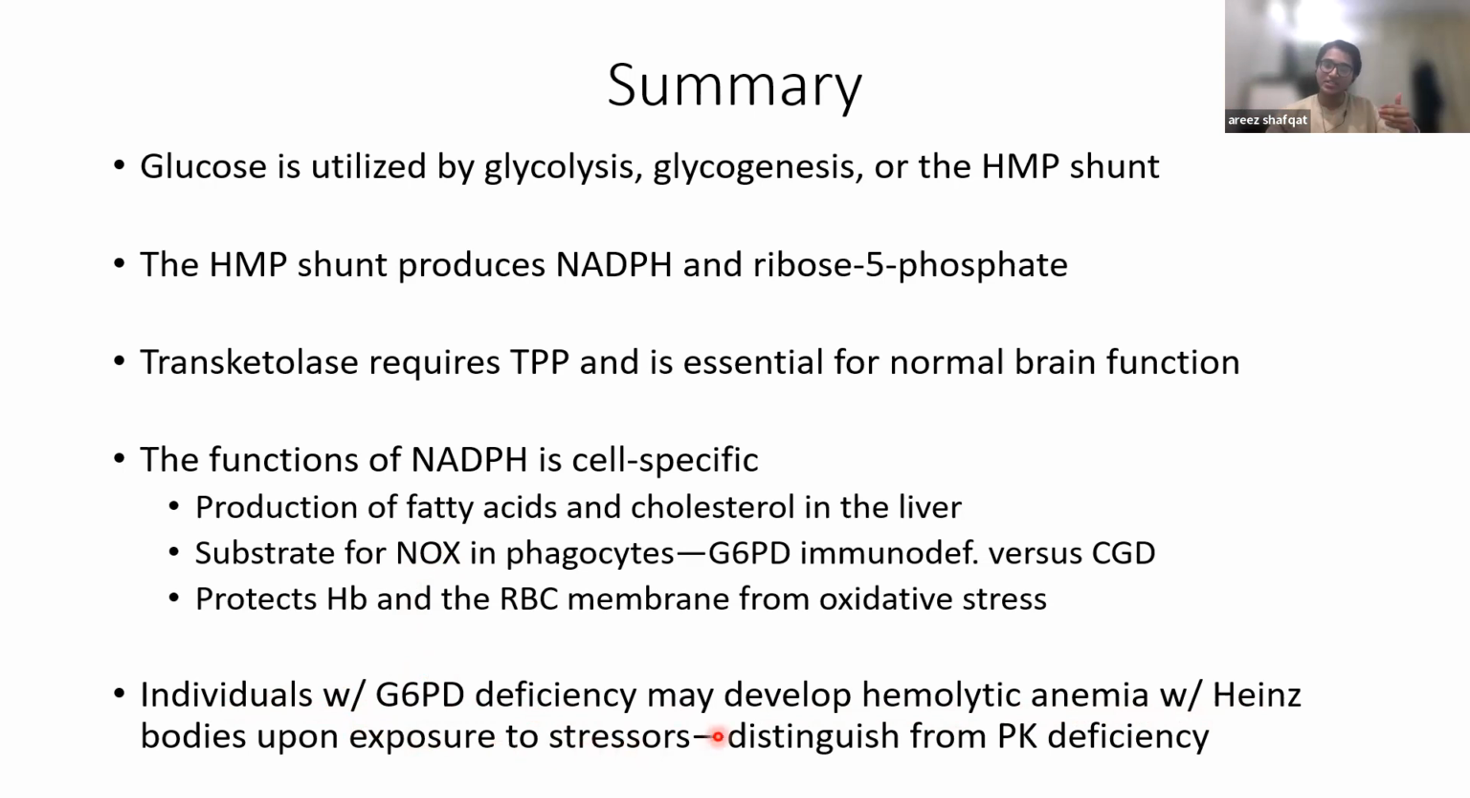And you need to distinguish hemolytic anemia from G6PD deficiency against hemolytic anemia secondary to pyruvate kinase deficiency. Pyruvate kinase deficiency also causes hemolytic anemia, but it causes hemolytic anemia because of loss of ATP. So you can't maintain those active transport mechanisms on the cell membrane.